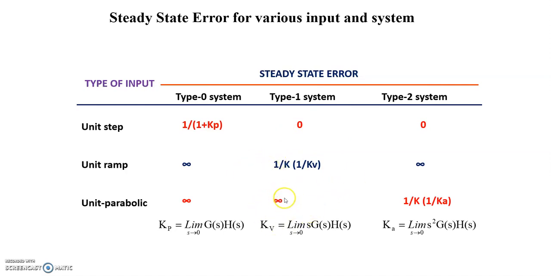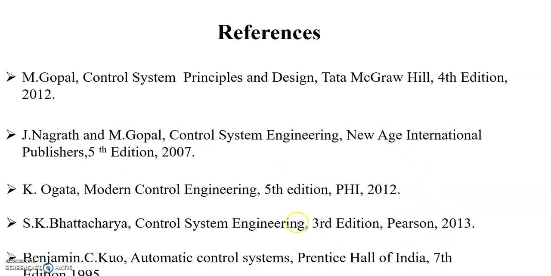infinite acceleration error constant. Whereas in the type 2 system, there is zero positional error, zero velocity error, and then a constant acceleration error constant at steady state.